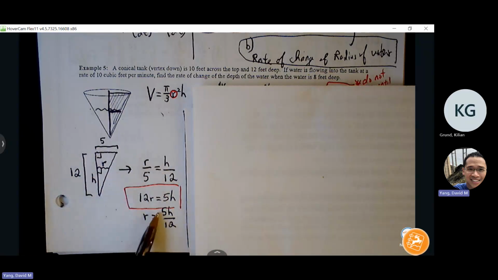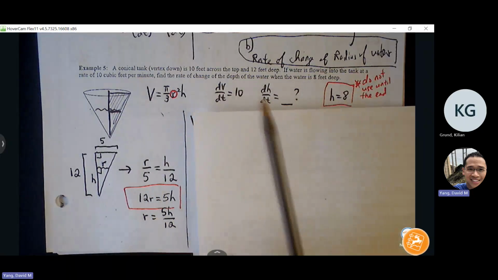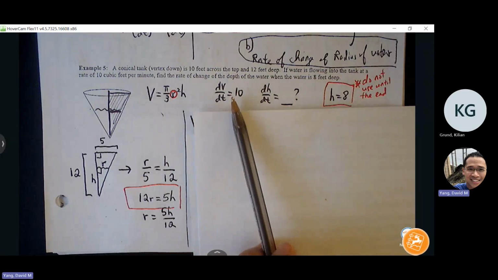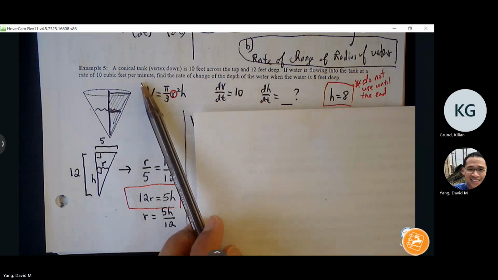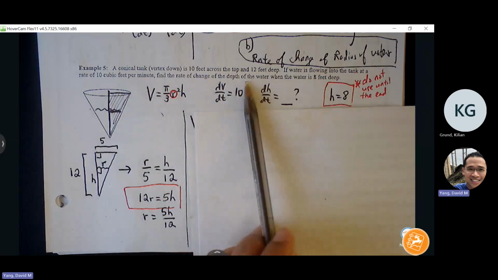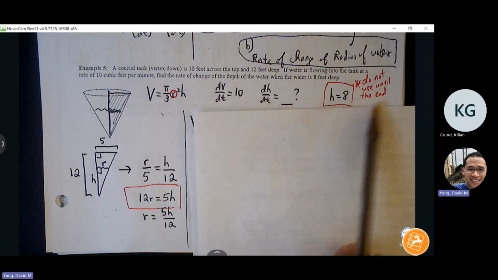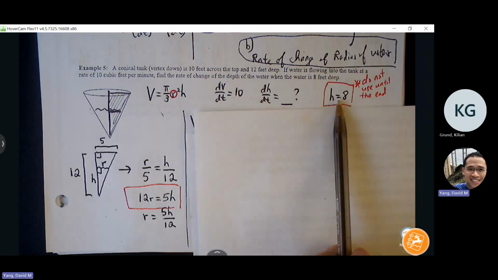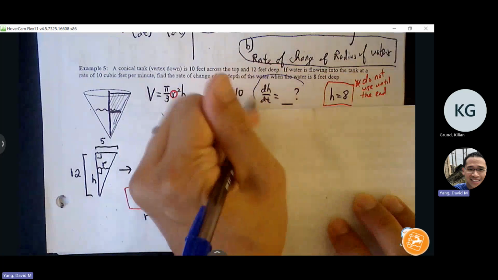Cross multiply, and I'm going to gather some information here. dV/dt is 10 because water is flowing into the tank. Find the rate of change of the depth of the water. I'm looking for dH/dt when the water is 8 feet deep. And we don't want to use this until the end because this is just a moment in time that we can use once we have our derivative set. So this is really the hint here.